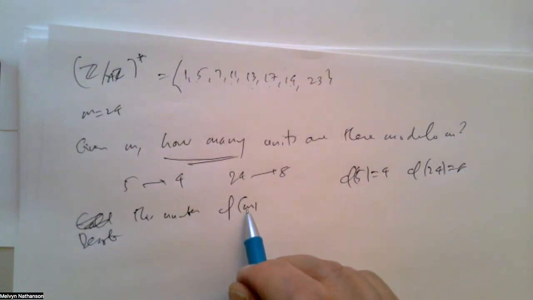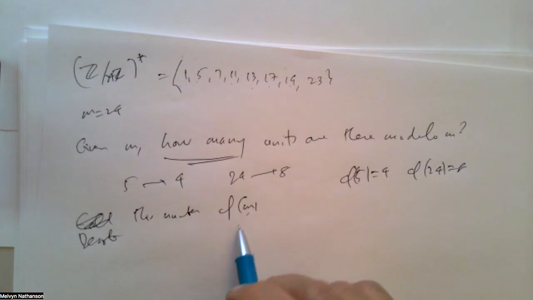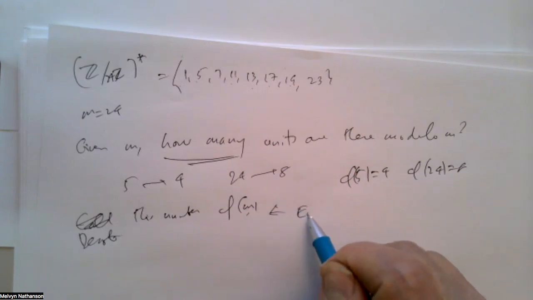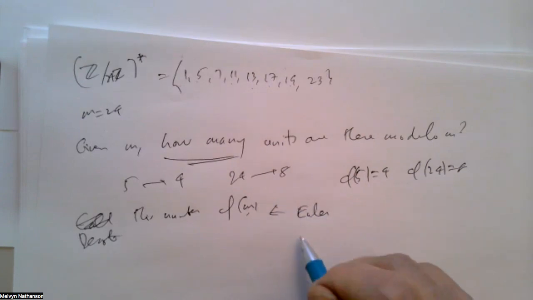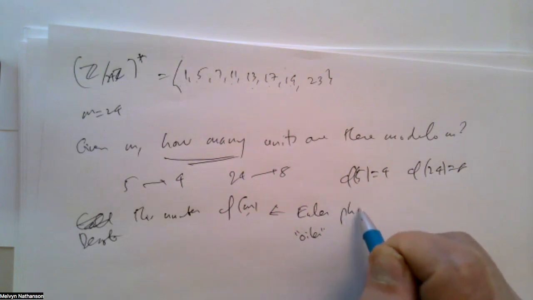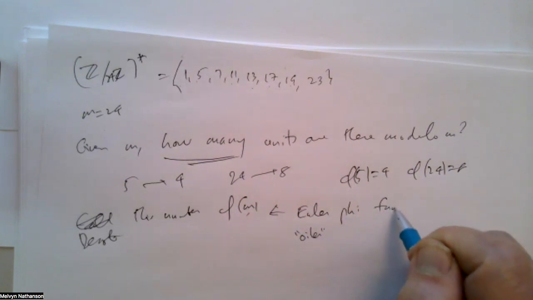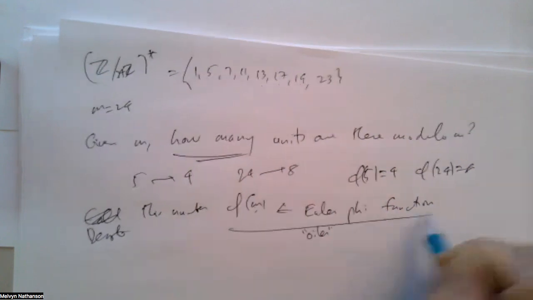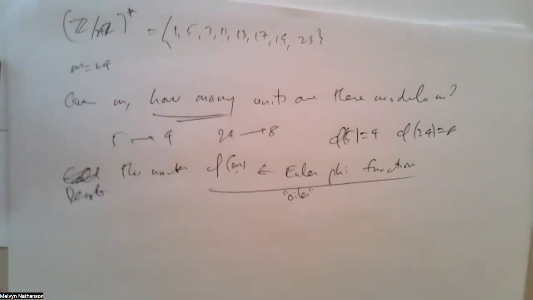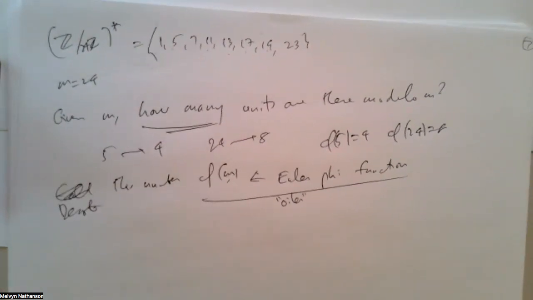So for every positive integer m, phi of m is the number of units modulo m, and this function has a name. It's called the Euler phi function. It's spelled like this, but it's pronounced Oiler. Phi is the Greek letter. Very important function in algebra and number theory and many other fields.